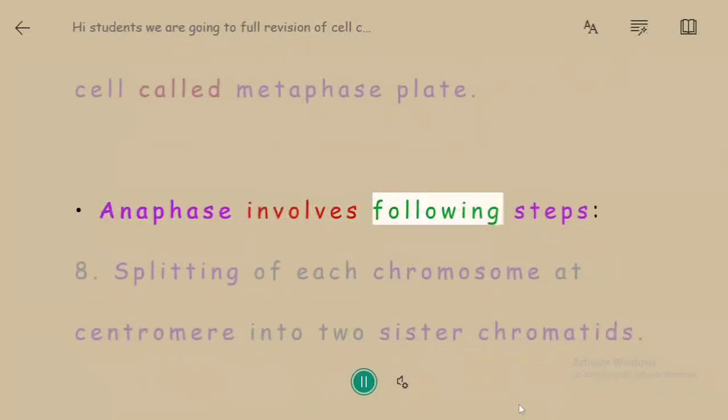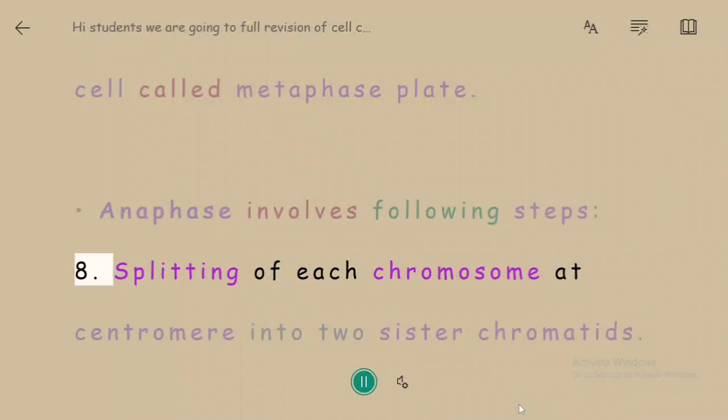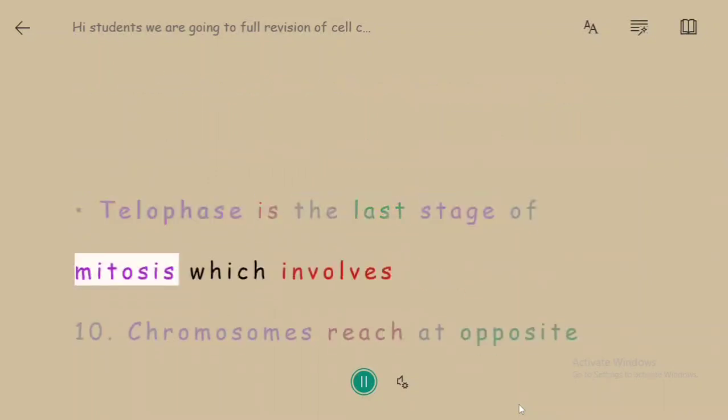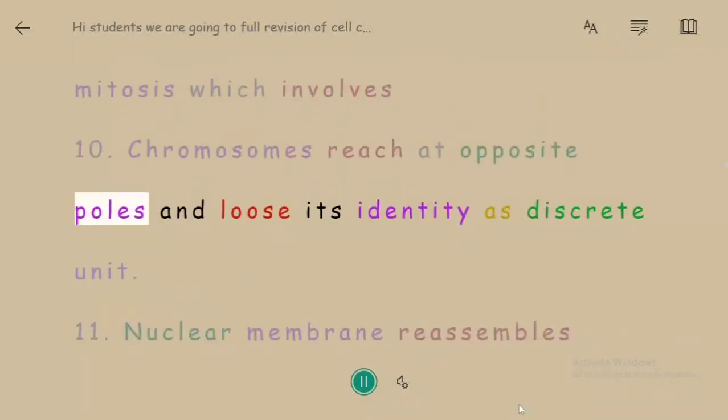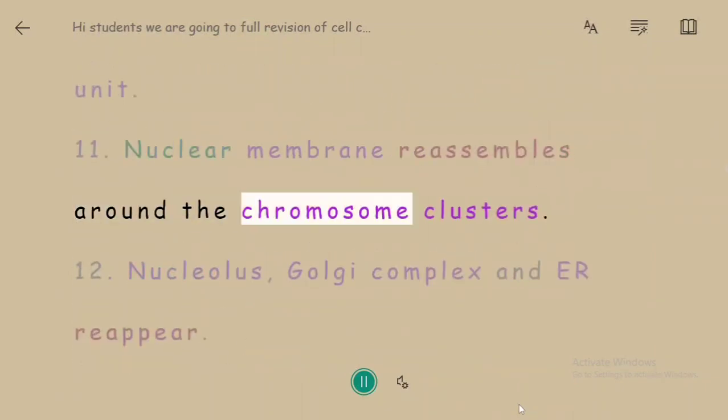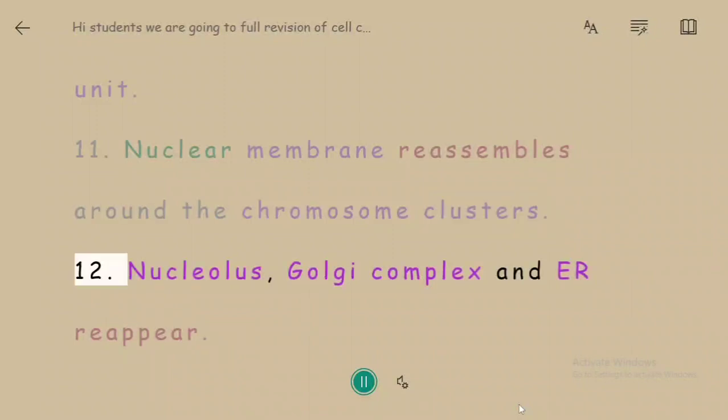Anaphase involves the following steps. 8. Splitting of each chromosome at the centromere into two sister chromatids. 9. Two chromatids start moving towards opposite poles. Telophase is the last stage of mitosis, which involves 10. Chromosomes reach the opposite poles and lose their identity as discrete units. 11. Nuclear membrane reassembles around the chromosome clusters. 12. Nucleolus, Golgi complex and ER reappear.